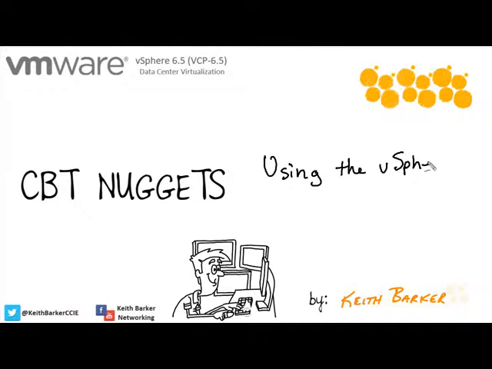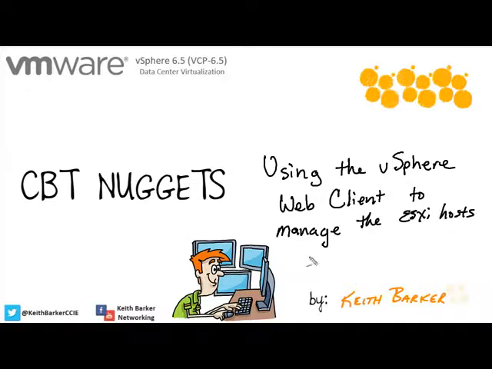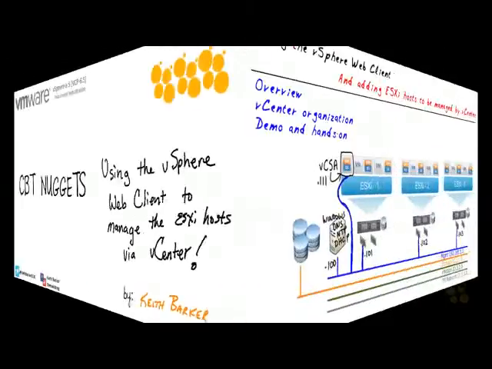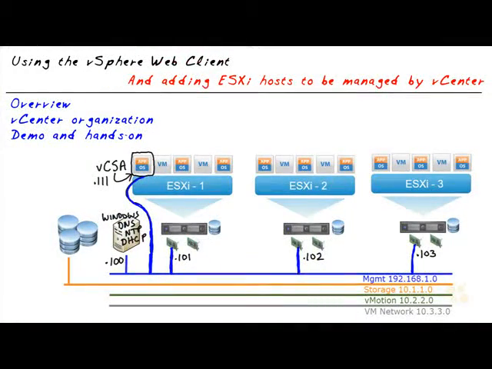In a previous nugget, we deployed the vCenter server appliance, and now in this nugget, we'll take a look at how we can use that to centrally manage our vSphere enterprise, including the ESXi hosts. Occasionally, it's a great idea to step back and just take a look at where we've been so far.